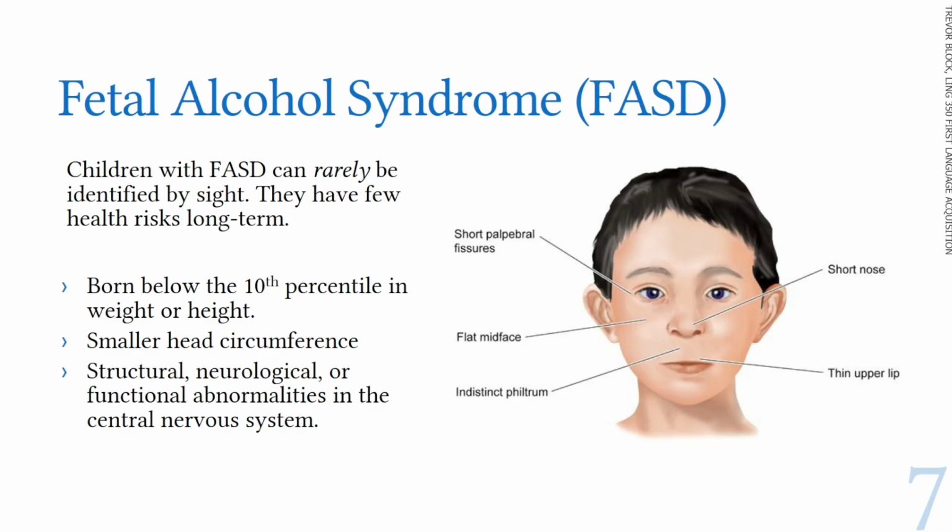So the health risks are not great, which is a good thing. Like there aren't a lot of health risks for children with FAS. Typically, when they're born, they're very small compared to other kids. Like they'll weigh less, they'll be much shorter, even as a newborn. And they do have some neurological and functional abnormalities in the central nervous system.